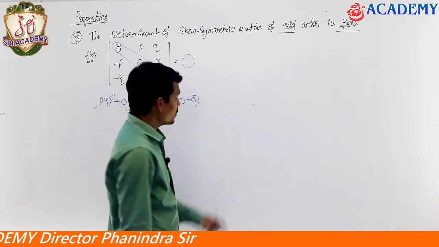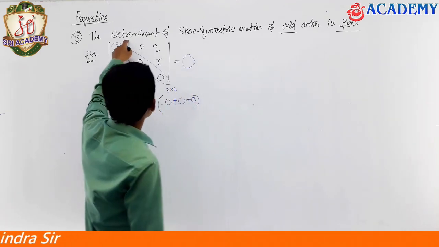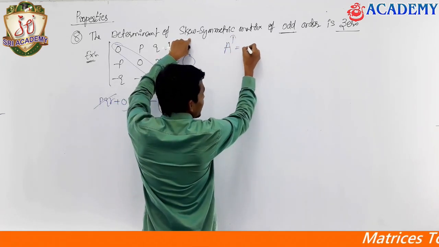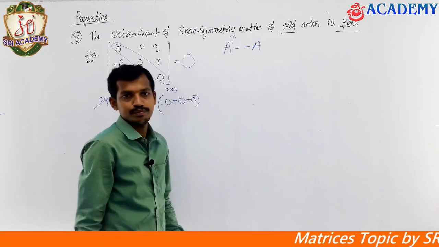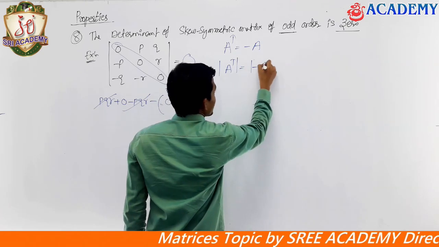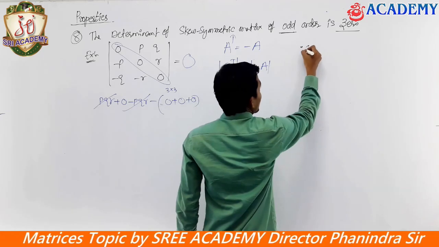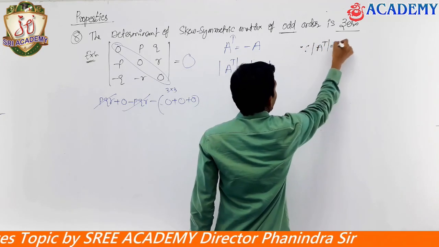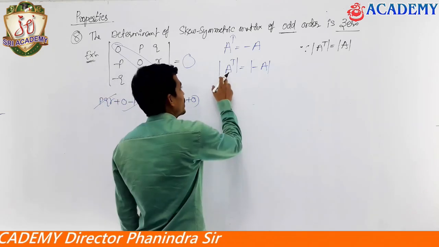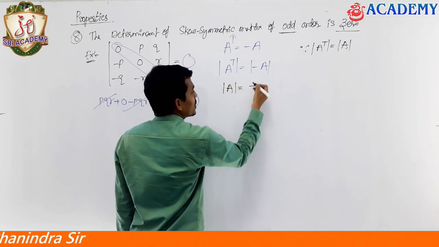Now the general proof using this one only. Suppose the order is n. What is it saying? The determinant of a skew-symmetric matrix. Actually, a skew-symmetric matrix is nothing but A transpose equals minus A. I take determinant on both sides: determinant of A transpose equals determinant of minus A. Previously we said determinant of A transpose equals determinant of A only, from the previous property. Here we can write determinant of A in place of determinant of A transpose.